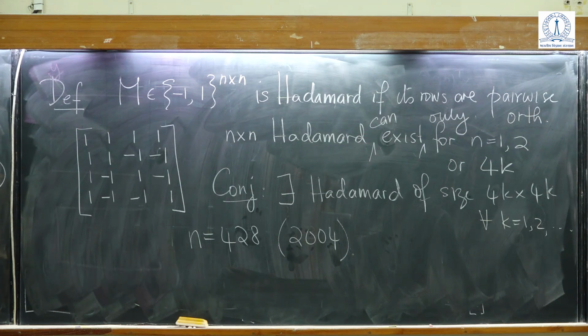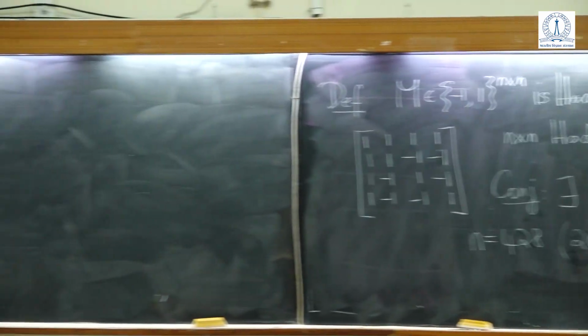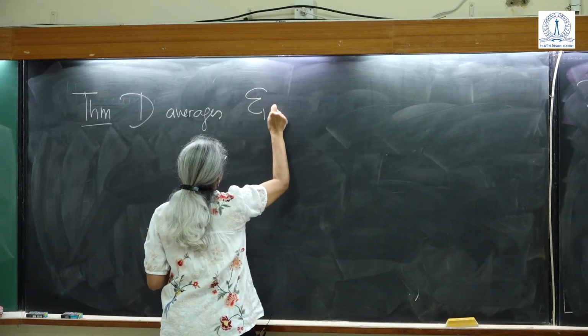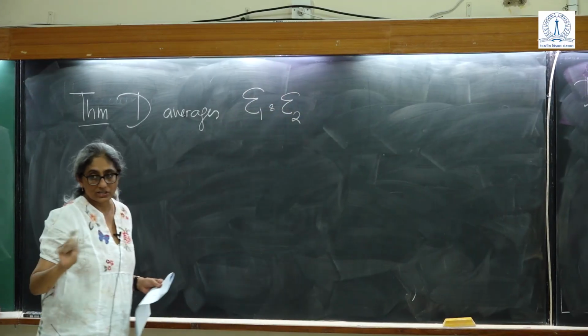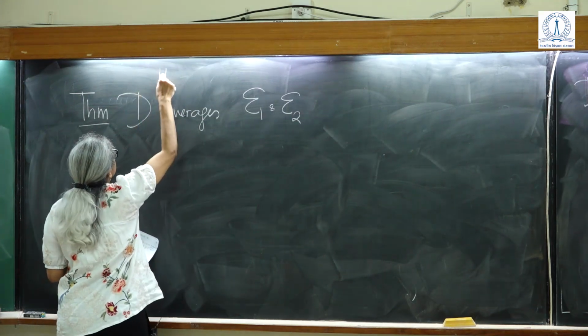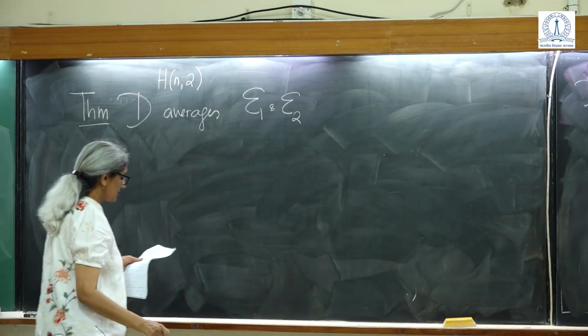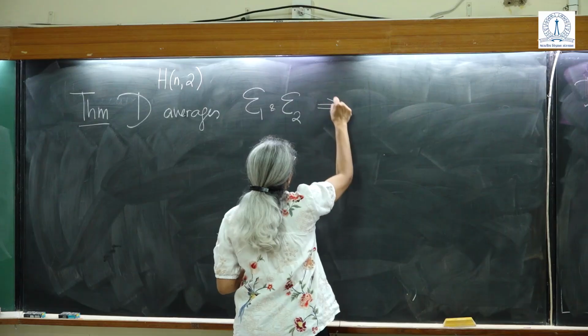So basically, once we understand that designs are orthogonal arrays, you can use all kinds of things known about orthogonal arrays to say something about designs. Okay, so that's the idea. So here's the theorem. The theorem says that if D, my design, averages E1 and E2, we're still in HN2, okay? The graph is still HN2, so this implies a couple of different things.